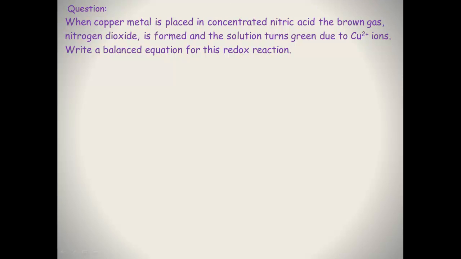So let's have a look at a question. When copper metal is placed in concentrated nitric acid, the brown gas nitrogen dioxide is formed and the solution turns green due to copper 2+ ions.